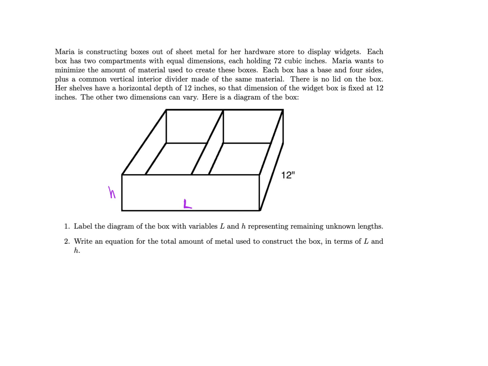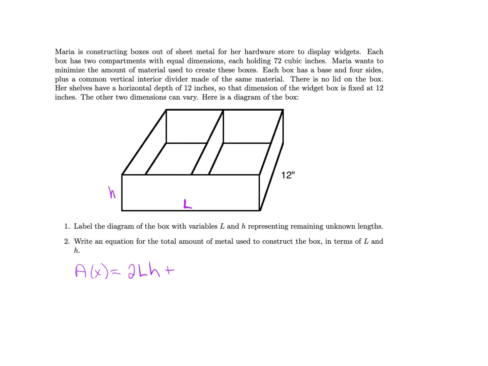And write an equation for the total amount of metal used to construct the box. So that would be the surface area of the box, so I'll use A for area. I have 2 pieces of the box, this front piece and this back piece, that are H by L. So I have 2 LH pieces.